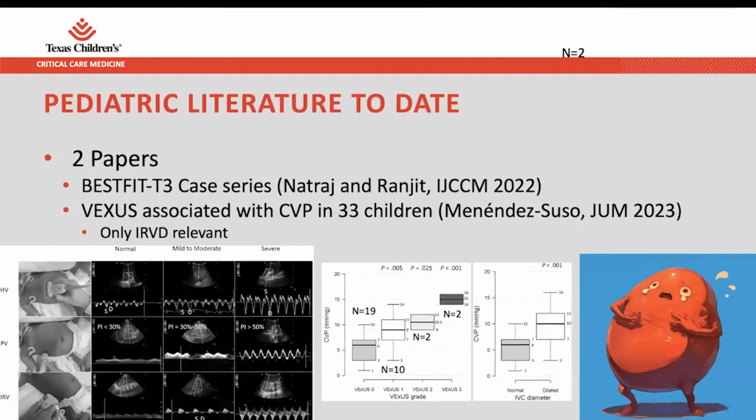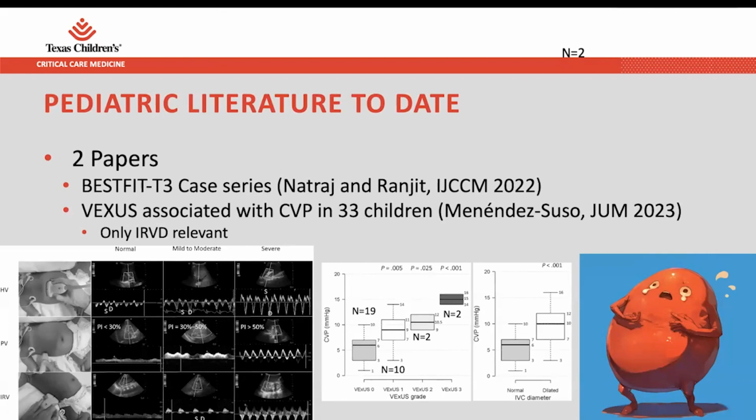And then Menendez-Suso in Journal of Ultrasound Medicine in 2023 published a prospective observational cohort on 33 children where they're being evaluated in critical illness, where they're being evaluated with Vexus, and it was associated with CVP measurements. This is another one of the papers that found that only intrarenal Doppler was relevant in terms of being an independent predictor of overall CVP and indicators of fluid overload.